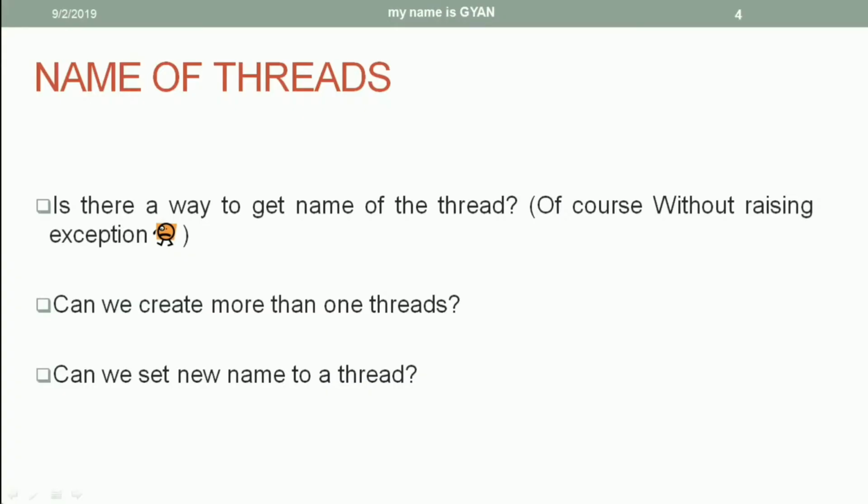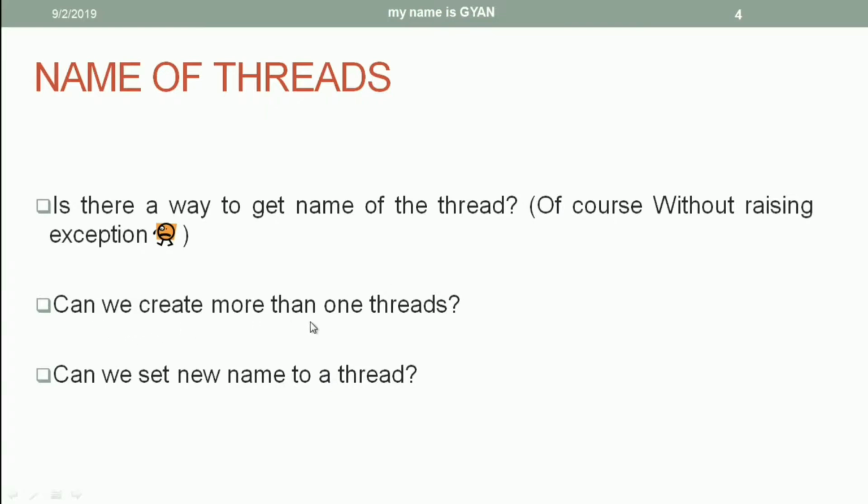So by now, we know that the default names of the threads are thread 0, thread 1, thread 2, etc. Can we give our own user-defined name to a thread? Yes, we can do it programmatically. Also, is there a way to print the name of the thread without raising the exception? Because when you raise the exception, it prints exception in the thread name and then prints the rest of the things. I do not want to raise an exception, but I want to print the name of the thread. Can I do it? Yes, we can. We will see how to do it.